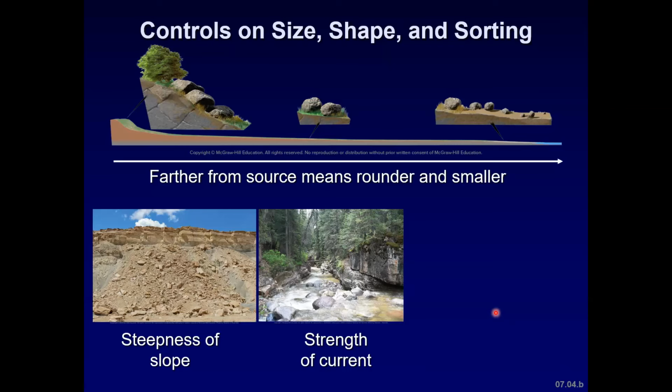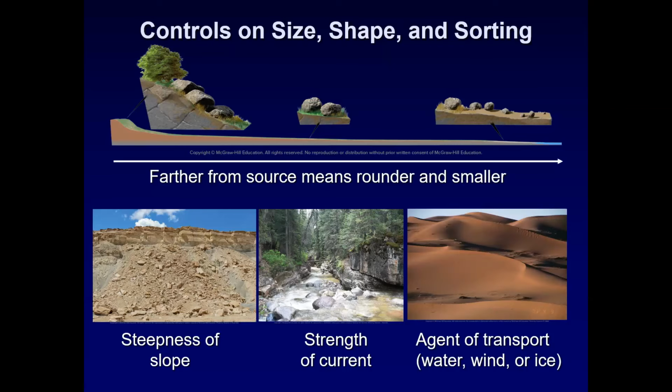They have less energy. The agent of transport, whether it's water, wind, or ice, is important because it constrains the size of the sediment that can be moved. For example, wind can only move fine particles, but glaciers can move large and small particles.